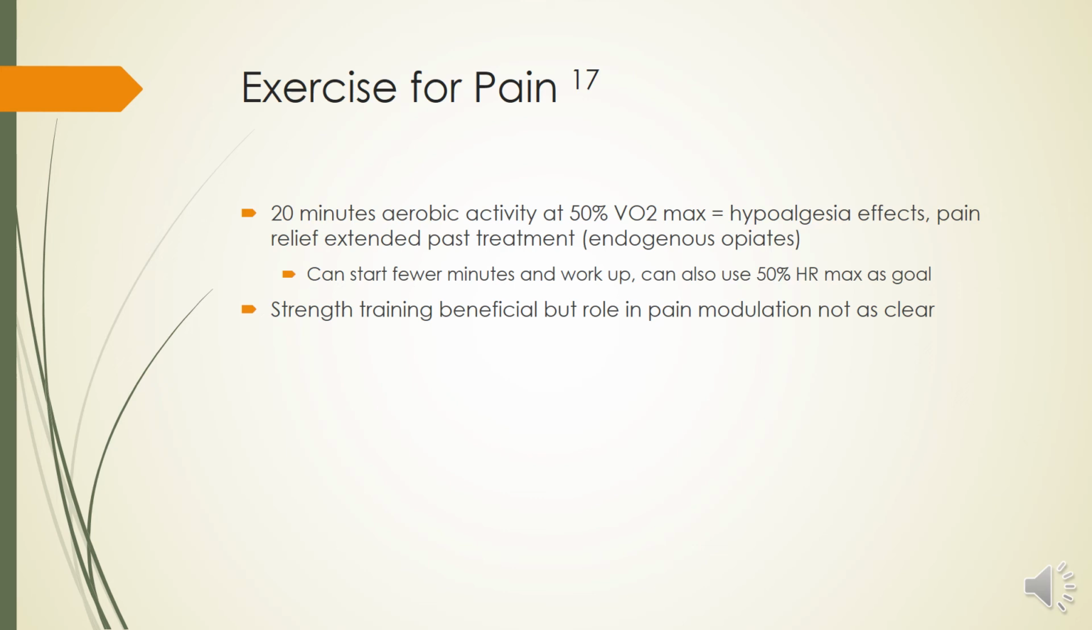Strength training is absolutely beneficial. The role in pain modulation is not as clear, though. You're probably going to get some self-efficacy, and you may get level 5 improvements in terms of cognition or how they're feeling. It's unclear to me whether you get those endogenous opiates. In the pain science world, there's a huge preference for aerobic exercise. But if you get someone that wants to do resistance training or likes to lift, you could include that. You could also possibly do some circuit training, so you're getting that heart rate up, making it aerobic with some resistance training as well.